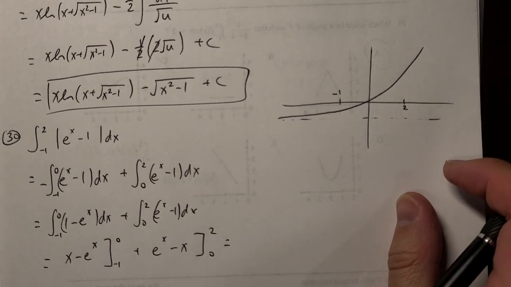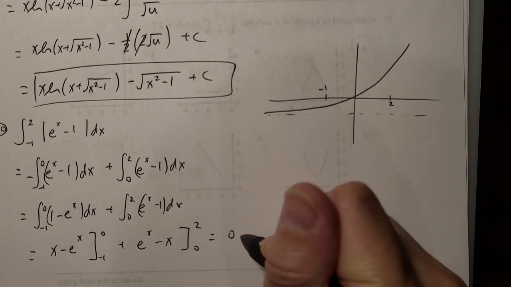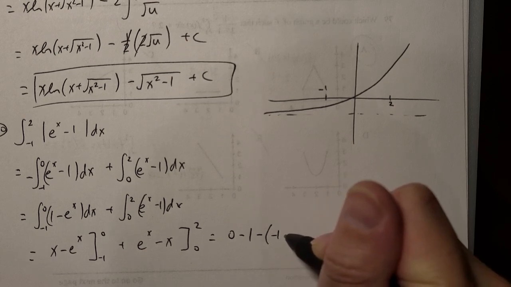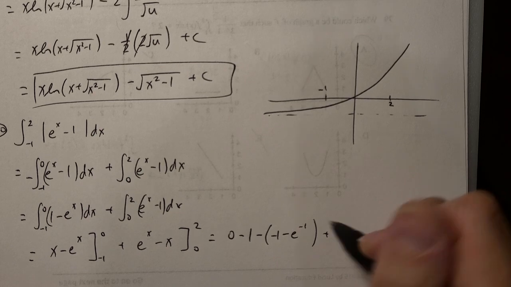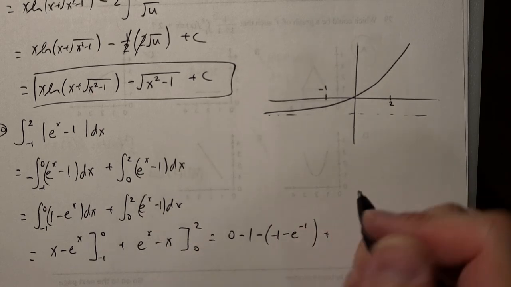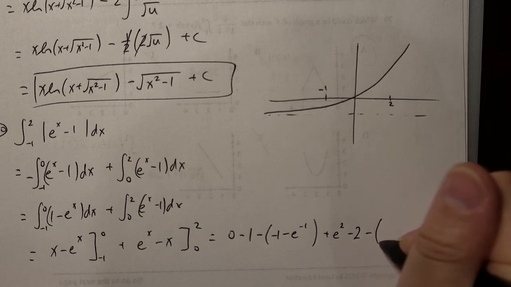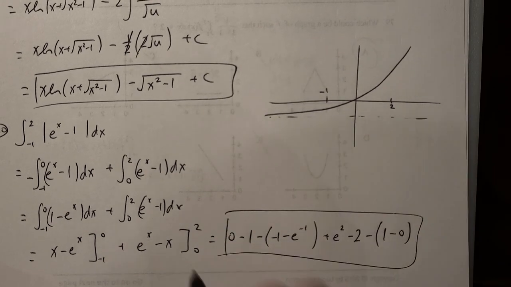Okay, so by the fundamental theorem of calculus, we get 0 minus 1 minus parentheses minus 1 minus e to minus 1, okay, plus e squared minus 2 minus parentheses 1 minus 0. And this should be the answer. I'm not going to simplify.